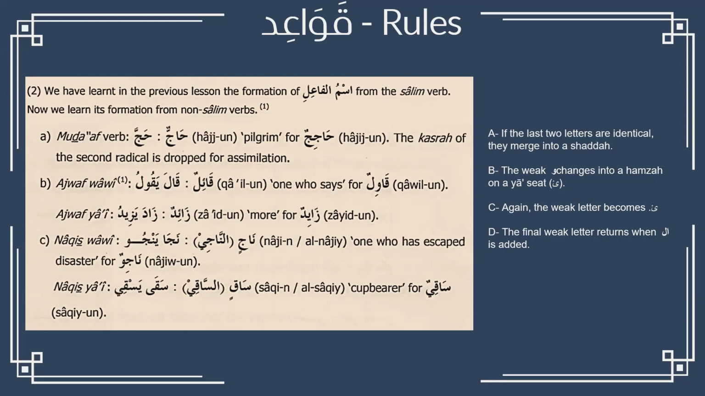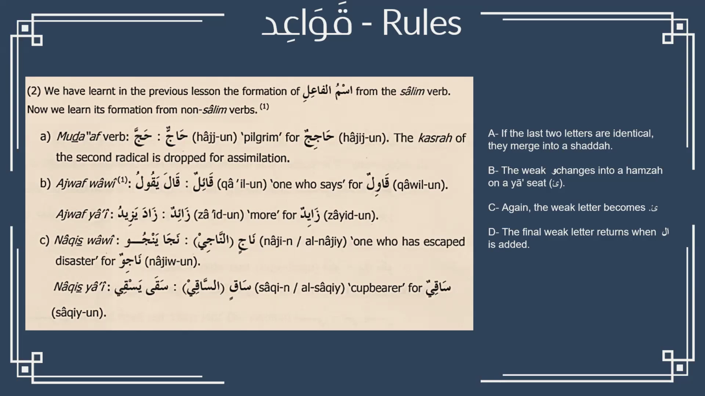That's it. Ajwaf wawi. Again, this is an example of ajwaf. Qala yaqulu will become ka'ilun. The one who says. Why it is like this is because the real way to say that was qawilun. So you cannot say qawilun. So you'll simply add a kasra over there and remove the waw.